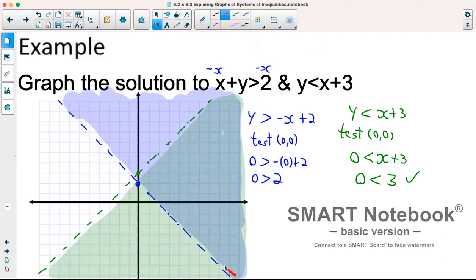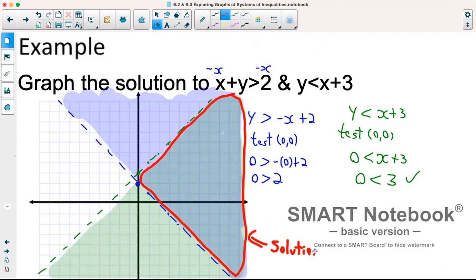Now, essentially, this area here, that is our overlapping area, is our solution for our two equations. Because essentially every value or coordinate that's in here satisfies both equations.